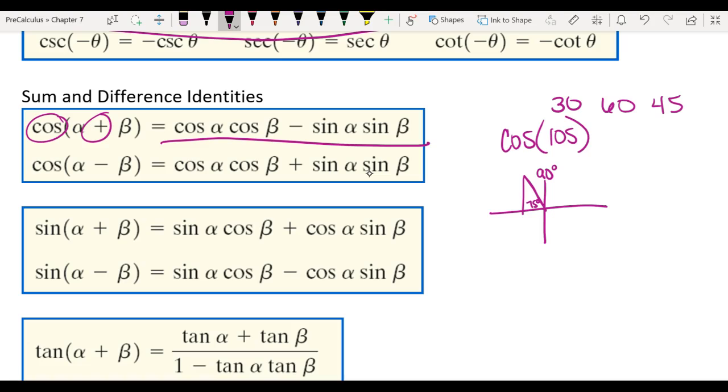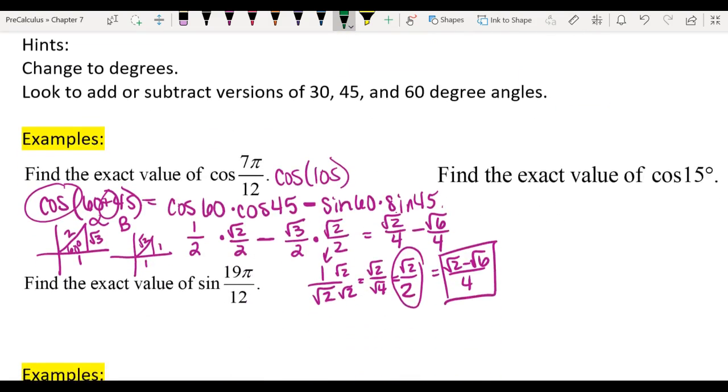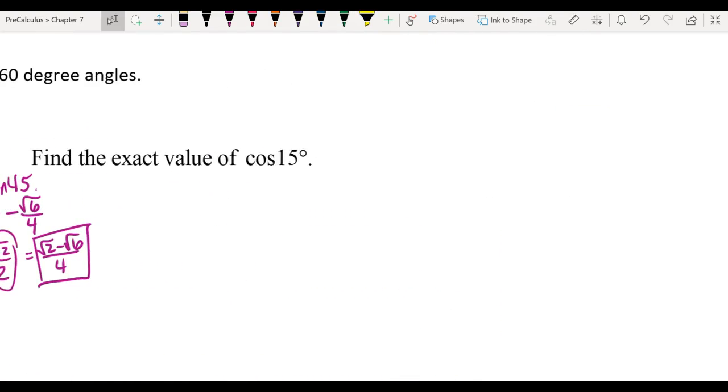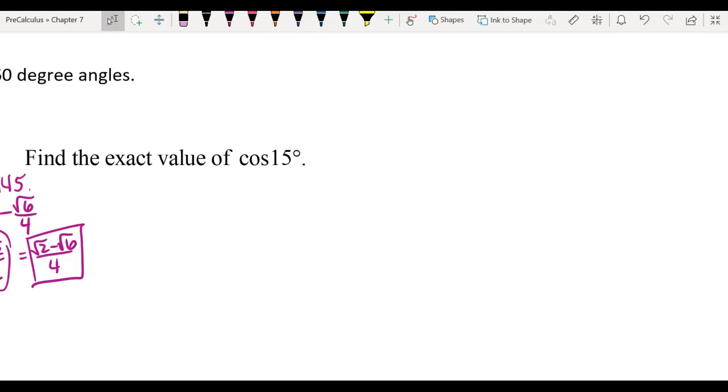Okay, so let's try another one. It says I have cosine of 15, correct? Cosine of 15. How do I get 15 from 30, 45, and 60? 45 minus 30, right? Could you also do 60 minus 45? Yeah. You're going to get the same answers either way. It does not matter which one you use. Okay? So I guess I'm going to use 45 minus 30 just because they're smaller, but it doesn't matter which one you decide to use.